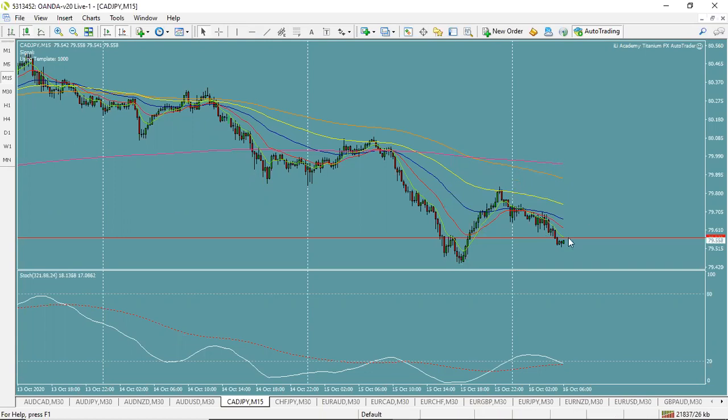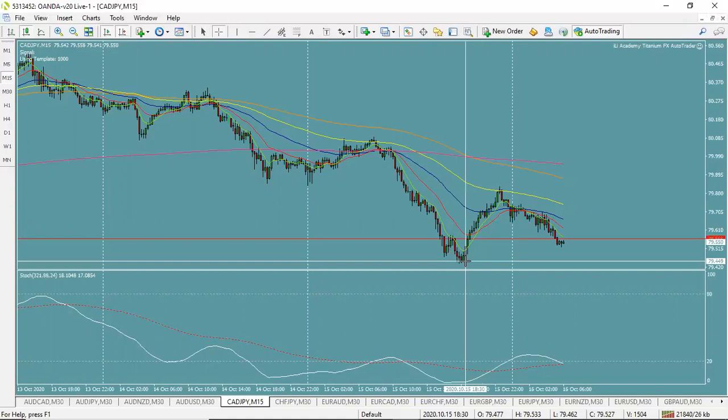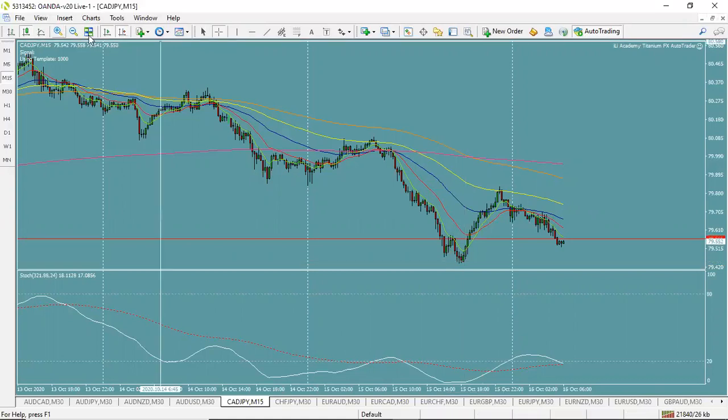So we're going to look for pullbacks past the 50 and the 100 before we're interested in going short or setting our pending short order. Now we do have a low that was created here. This low is right around the 79.44 area. We bounced from that, and we did come around. We got close because we tested down here around 79.50 or so, within about 10 pips.